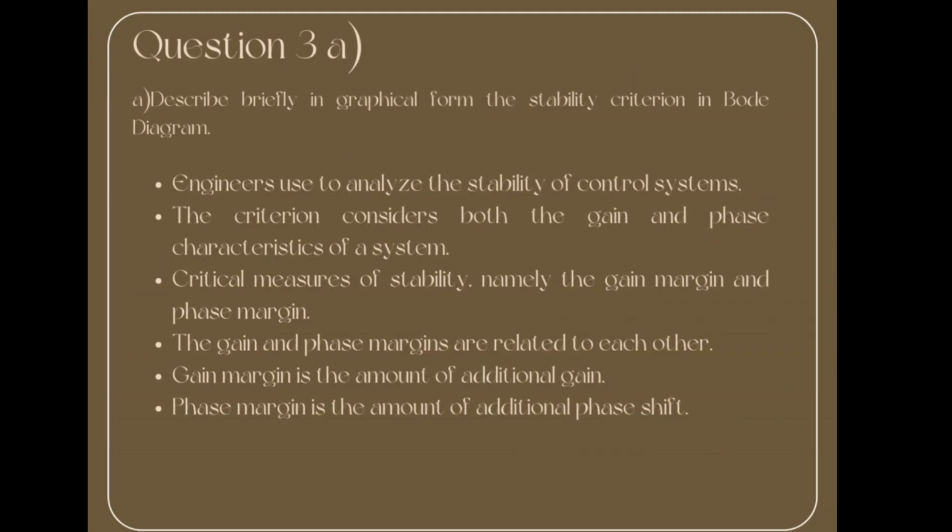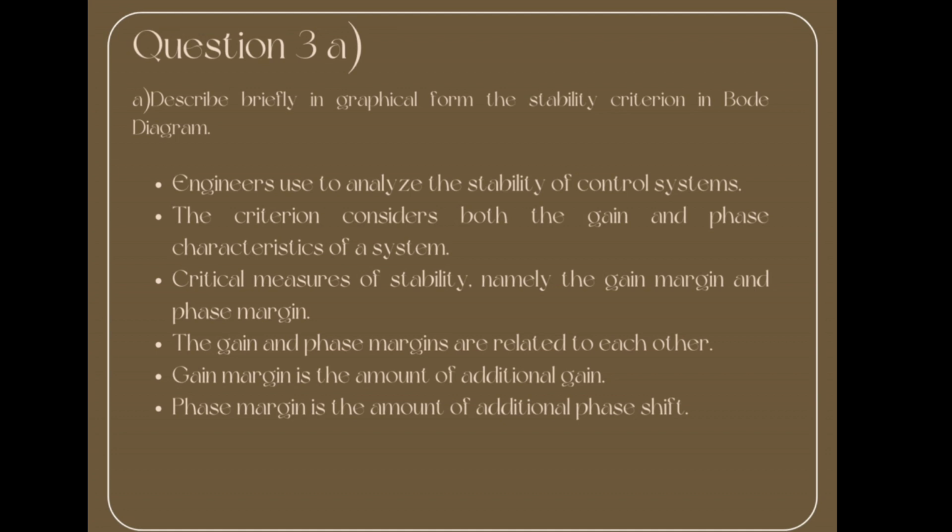Question A. Describe briefly in graphical form the stability criterion in Bode diagram. The answer is: the Bode plot stability criterion is a mathematical tool that engineers use to analyze the stability of control systems. The criterion considers both the gain and phase characteristics of the system and provides a quantitative measure of the system stability. The Bode plot stability criterion is an essential tool for engineers who work on design, analysis, and troubleshooting of control systems.